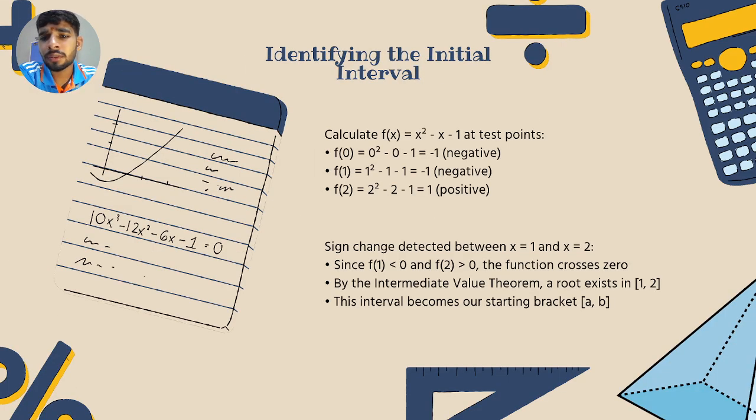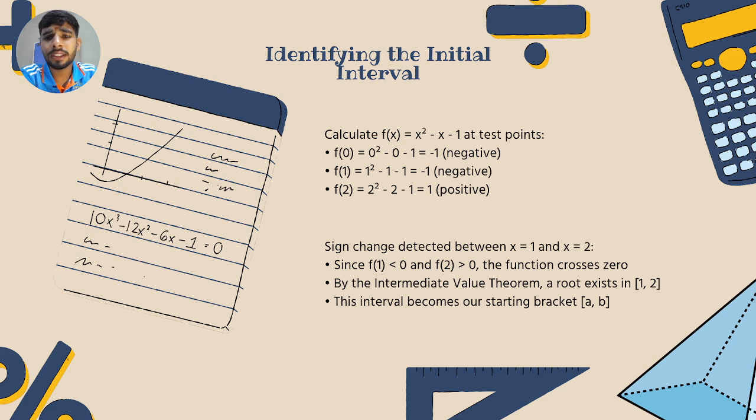Now we calculate the test points: f of 0 is coming negative, and f of 1 is coming negative. If we take these two values, then f of 0 into f of 1 is greater than 0, so it's not compatible. So we take f of 2, which is positive, and satisfies our conditions. So now a sign change is detected between x equals 1 and x equals 2.